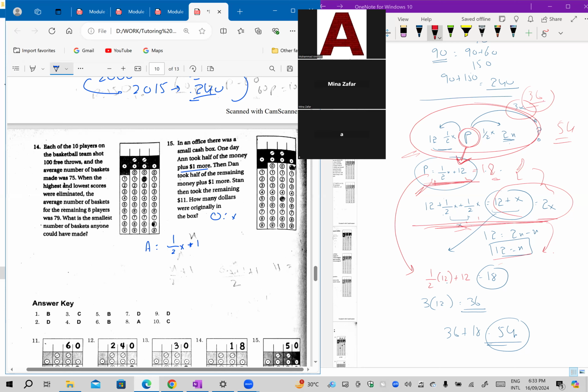Now what remained was taken by Dan: half of the remaining. If half x is gone, how much is left behind? Half x was remaining, right? The remainder amount is x minus half x. Exactly. So for this remainder amount of half x, half of it is what Dan is taking plus 1 more. So half x divided by 2, what will it be? 1 by 4x. So 1/4 x plus 1 is what Dan is taking.